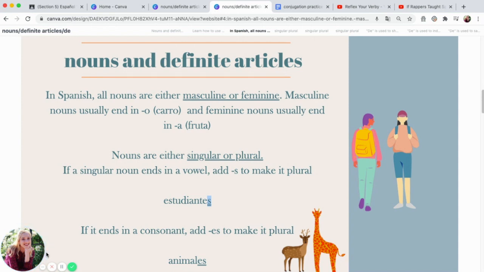If it ends in a consonant, so any letter that is not a vowel, any letter that is not A, E, I, O, or U, then we have to add ES. Okay, so for example, animal, that's going to end in a consonant. It ends in L. To make it plural, we add ES, animales. So if we want to say the animal, el animal, that's singular. Plural would be los animales.